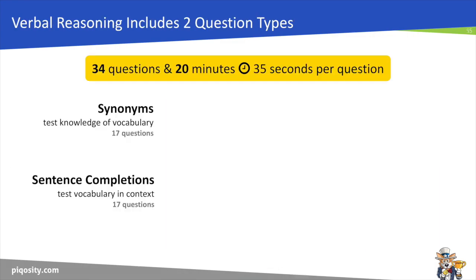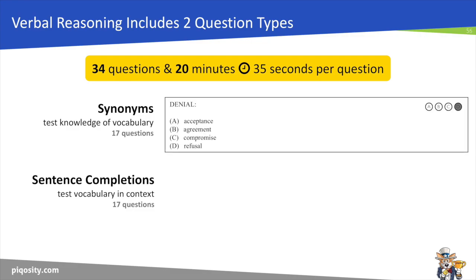The first section of the ISEE is verbal reasoning, which presents 34 questions to be answered in 20 minutes. At 35 seconds per question, it is fast-paced, and it is all about the strength of a student's vocabulary and their ability to apply it. Students will encounter 2 types of questions: synonyms and fill-in-the-blank sentence completions. For the synonyms questions, students will be presented with a single word in all caps, followed by 4 additional words. They must choose the word that is most similar in meaning. The difficulty of this section comes from having to know all the various definitions of a word without context, including some very difficult ones that many adults don't even know.